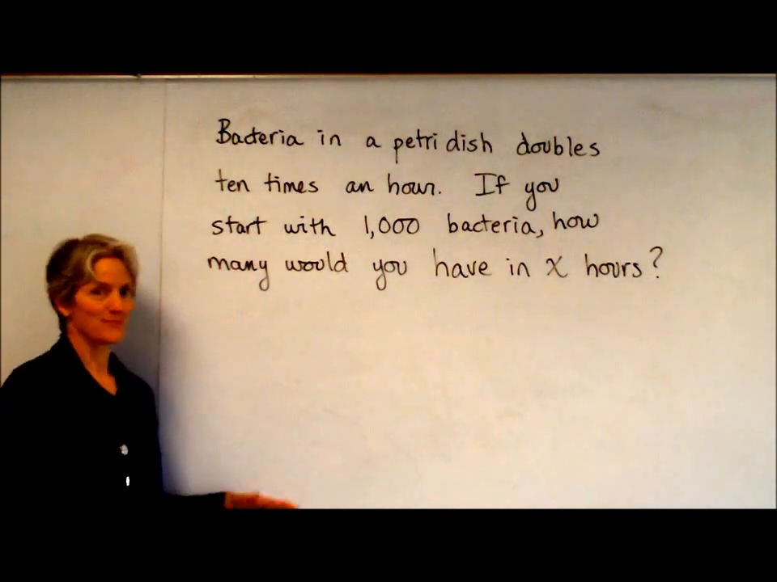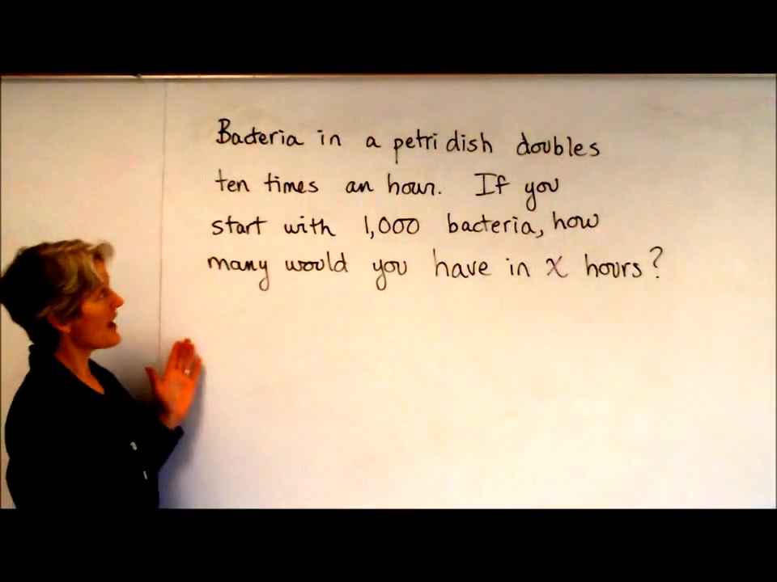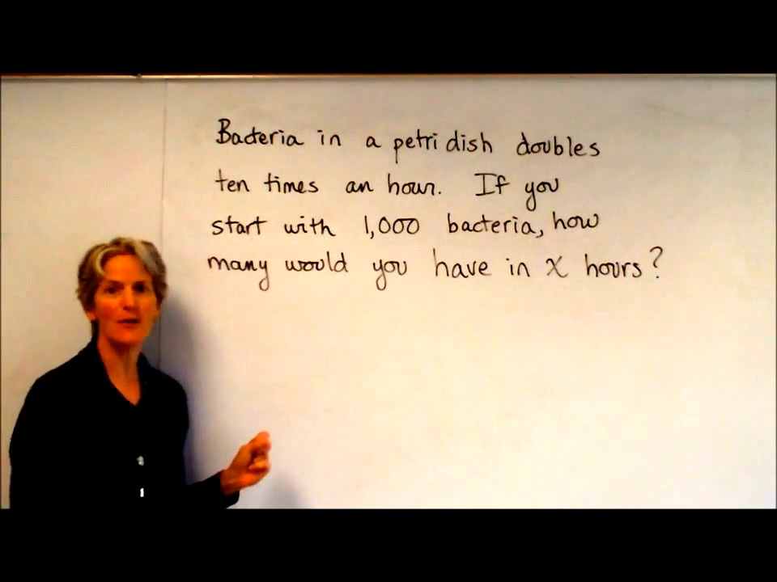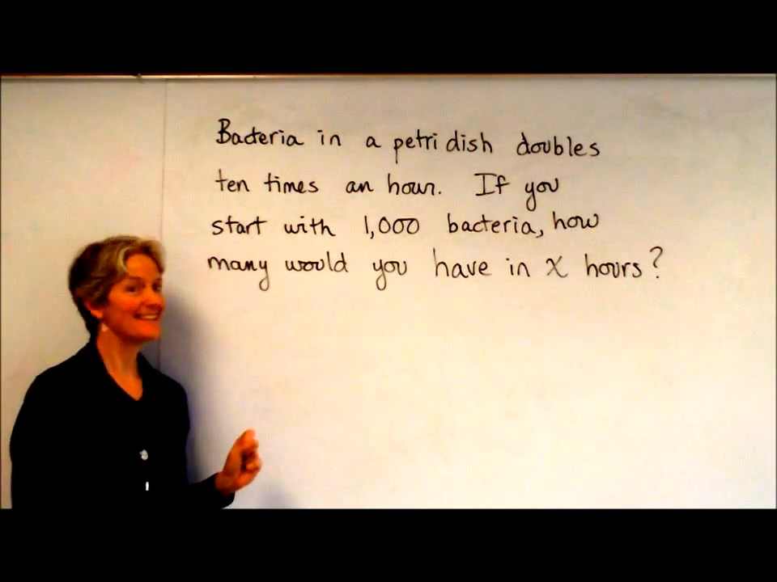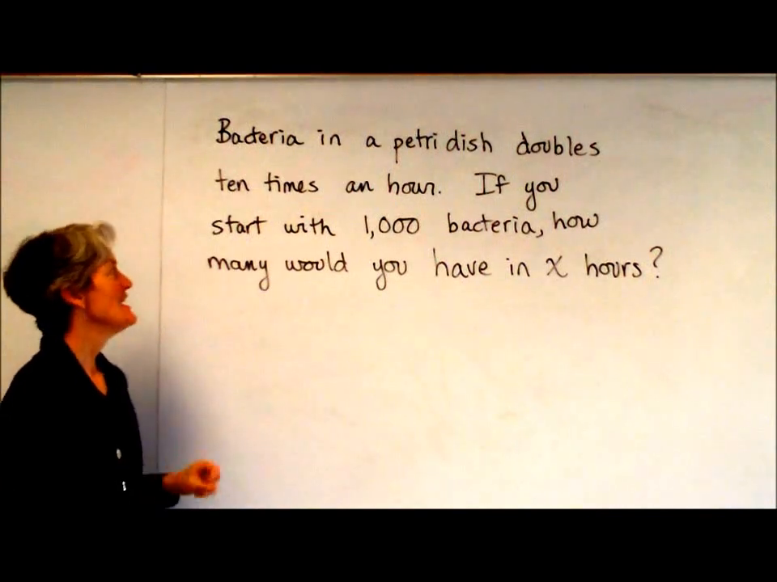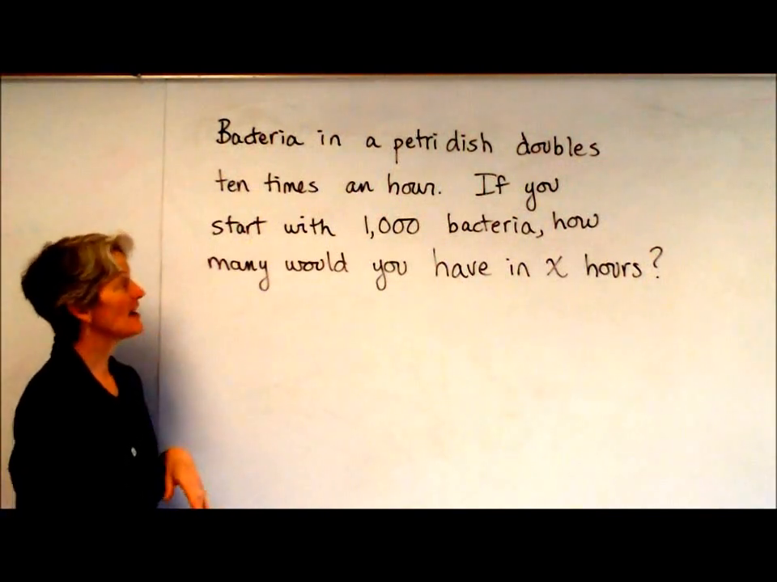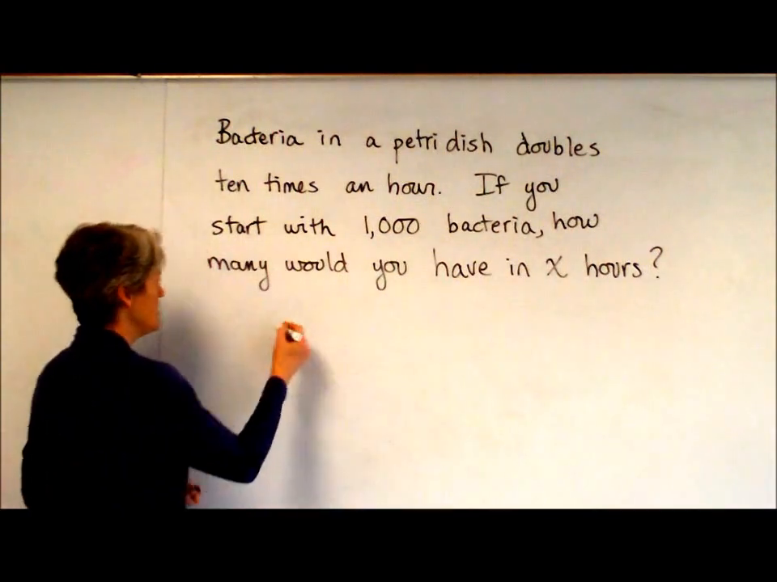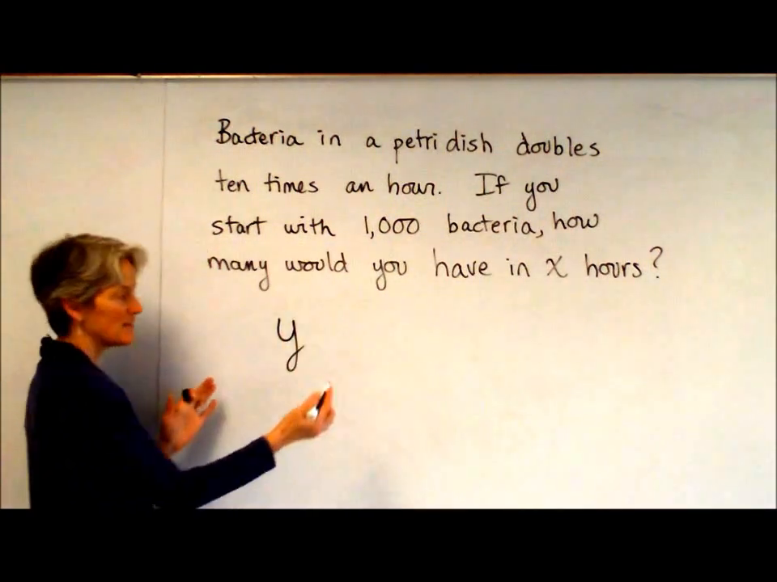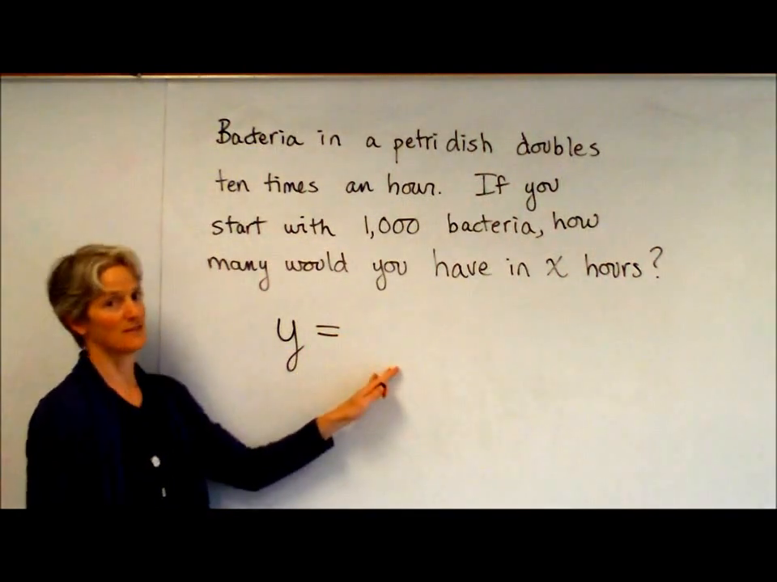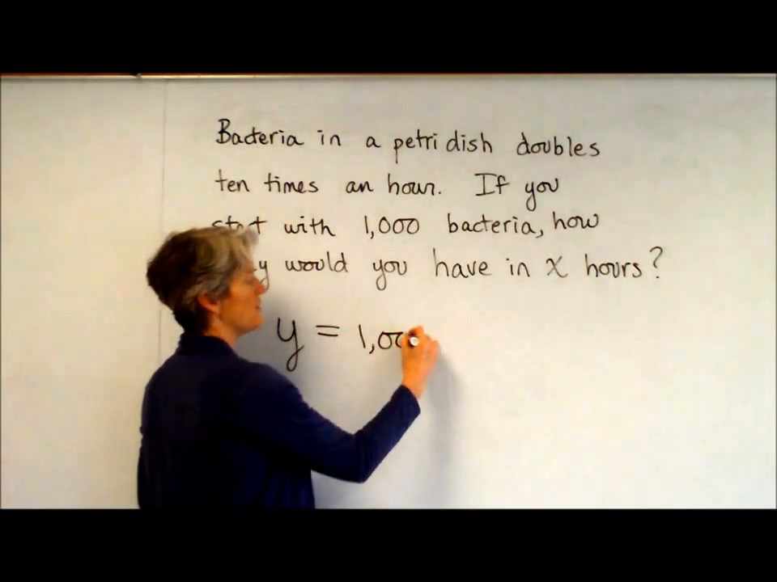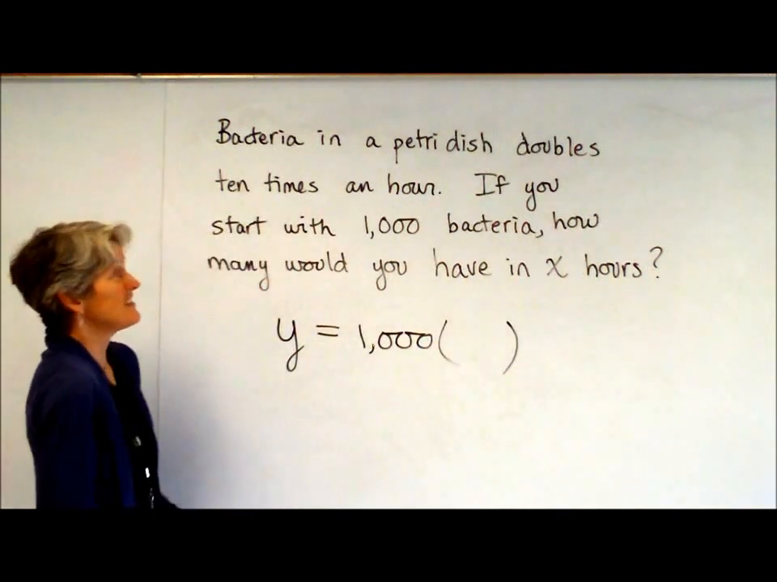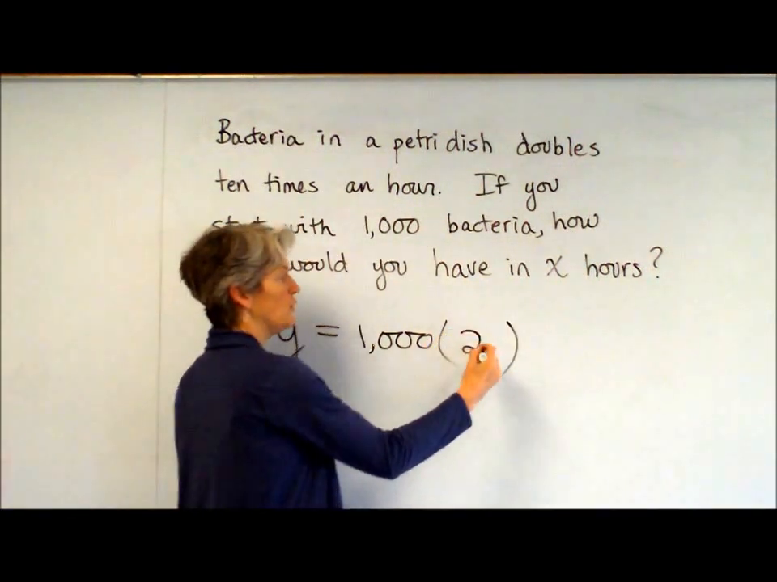All right, so staying in the science theme, we've got bacteria hanging out in a petri dish. They're doubling 10 times an hour. That's a lot of bacteria, growing like mad. If you start with 1,000 bacteria, how many would you have in X hours? Well, I think we can figure this out. So the number we're going to have in X hours is, start with 1,000 bacteria. What am I multiplying that by? Well, it's doubling, so that seems like a 2.